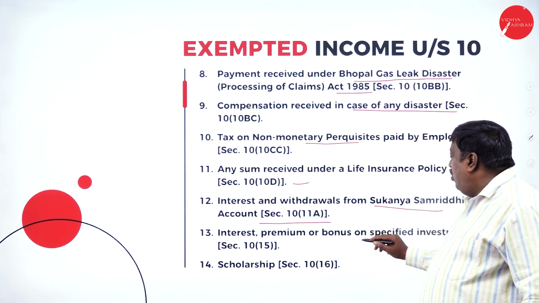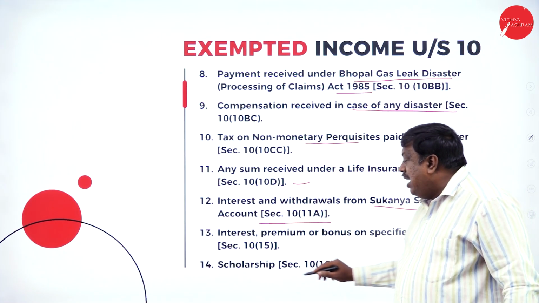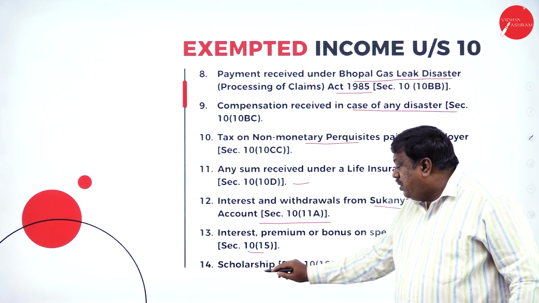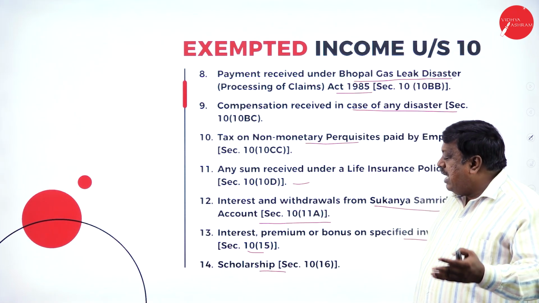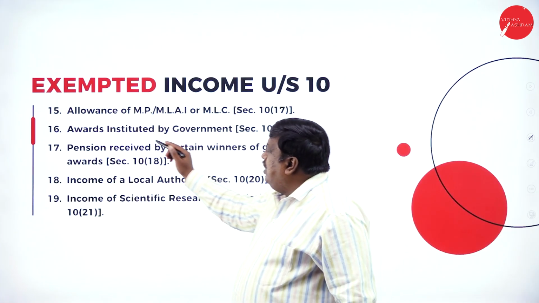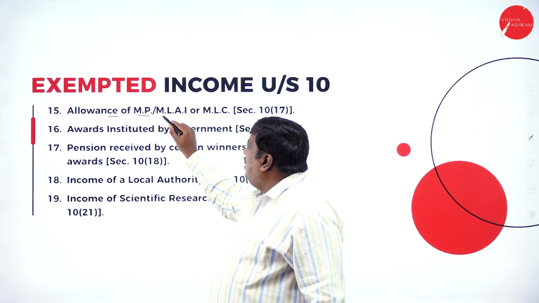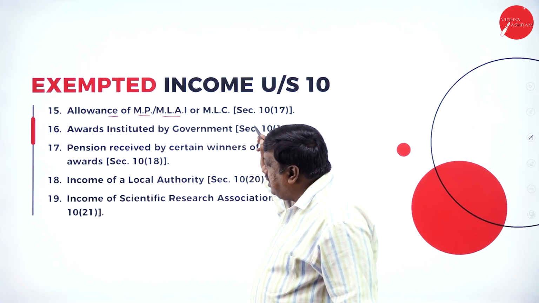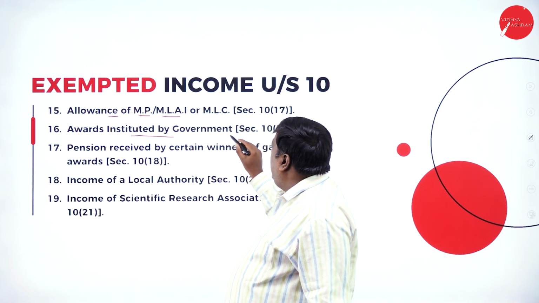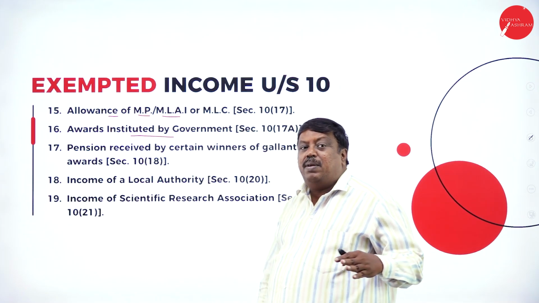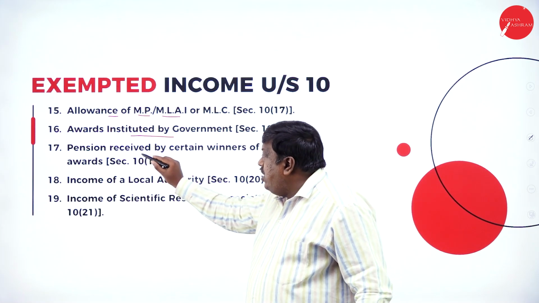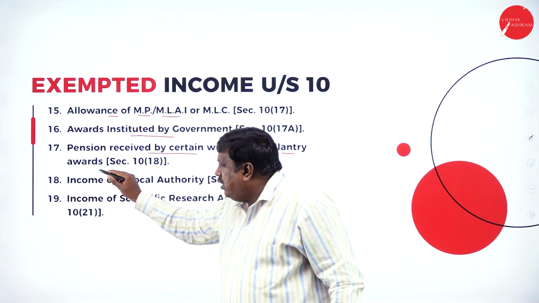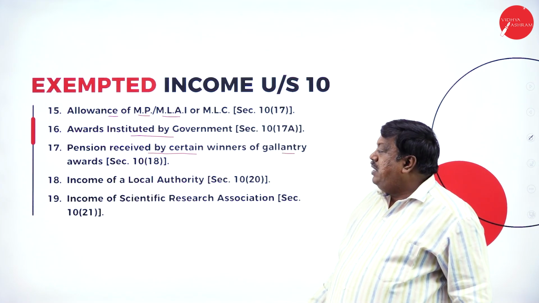Interest, premium or bonus on specified investments as per section 10(15) is exempted from tax. Scholarships received by students are exempted from tax. Any allowances received by a member of parliament and a member of legislative assembly are exempted from tax. Any awards instituted by the government are not taxable in the hands of the assessee. Pension received by certain winners of gallantry awards is exempted from tax.